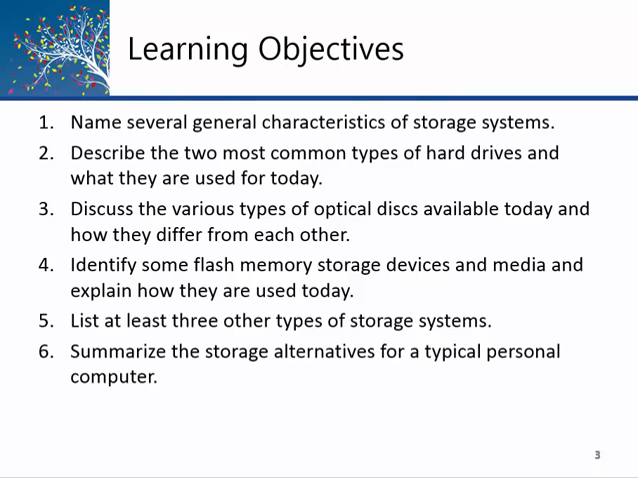So there are 6 learning objectives. First of all, to name the general characteristics of system storage, describe the 2 most common types of hard drives, what they're used for today, discuss various types of optical drives, how they differ from each other, discuss flash memory. So points 2, 3, and 4 talk about our 3 main categories of storage: hard drives, optical, and flash. Point 5, there are some others that are less common than those 3 big ones of hard drives, optical, and flash. And then point 6, what's a typical person need to be aware of with these.